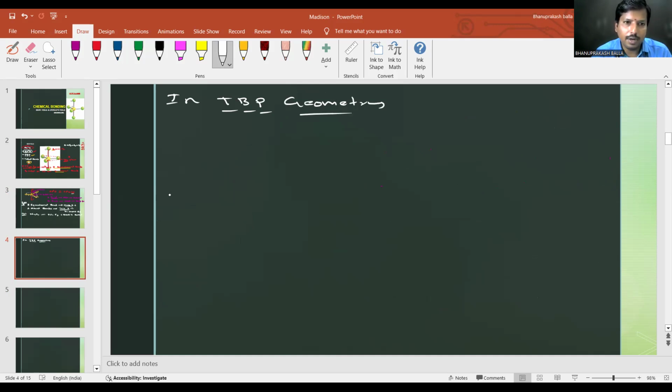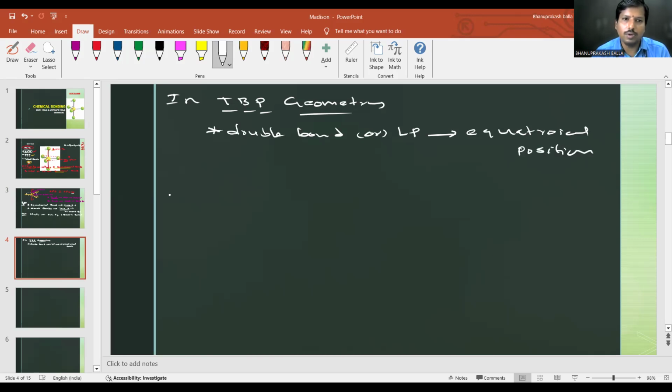According to the Bent rule, double bonds or lone pairs always occupy the equatorial position. And the second point: a more electronegative atom always occupies the axial position, according to the Bent rule.